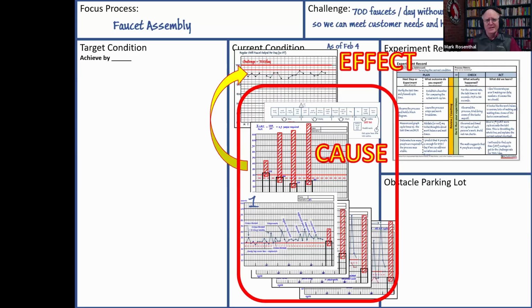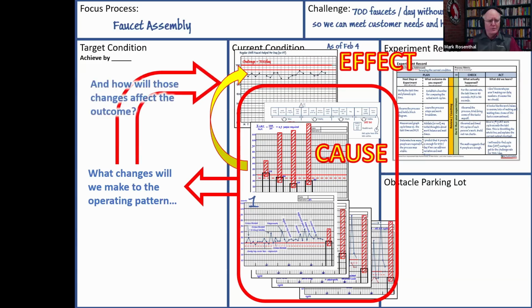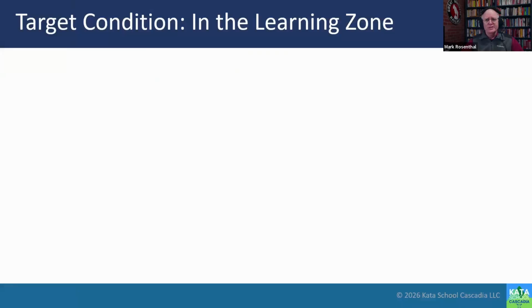that we're getting. For a target condition, I want to ask my learner, what changes are we going to make to that operating pattern, to that current pattern of work? And then how will those changes affect the outcome? And that's really the description of a target condition. And when we set a target condition, we want to keep our learner challenged but not overwhelmed.